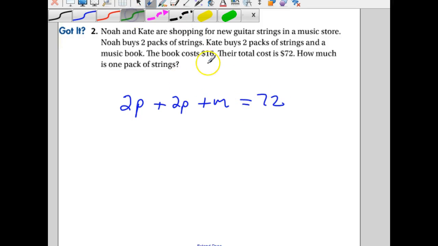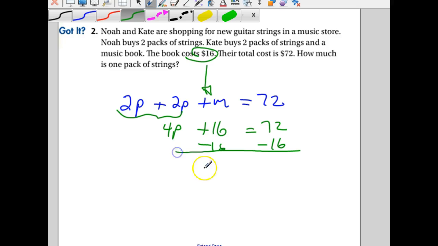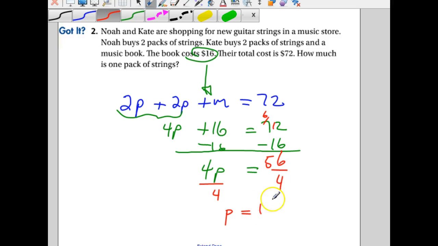You were also told that the book costs $16, so you could just go ahead and substitute 16 in place of M. If you combine the like terms here, you got 4P plus 16 equals 72. So imagine you spend $72. If you take away the 16 you spent on the book, how much does that leave for the total spent on the packs of strings? Well, if you do some subtraction here, subtract that 16, makes 56. Okay, divide by 4. You figure out how much it is. So it looks like it's going to be 14, I believe. Okay, so each pack of strings costs $14.